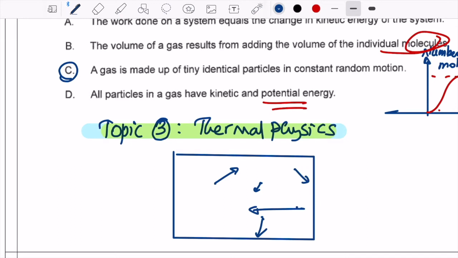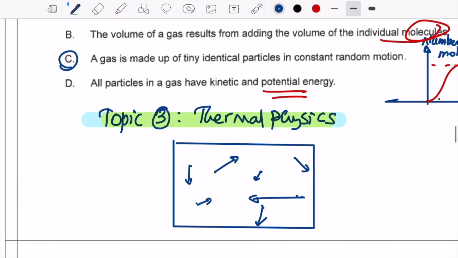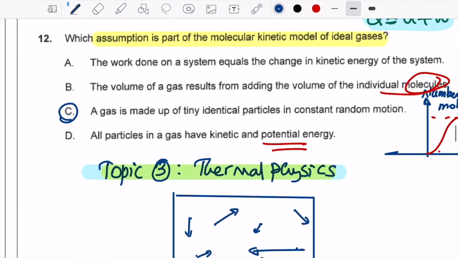This is an ideal gas in our imagination. So what are the assumptions? There are so many molecules, they have different speeds and collisions are elastic. So they ask which one is one of those assumptions.